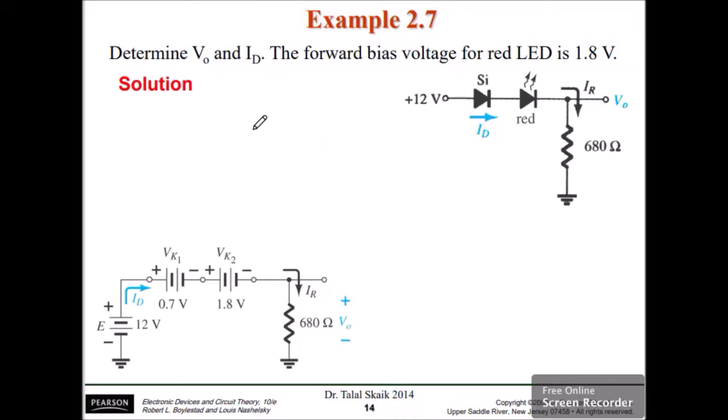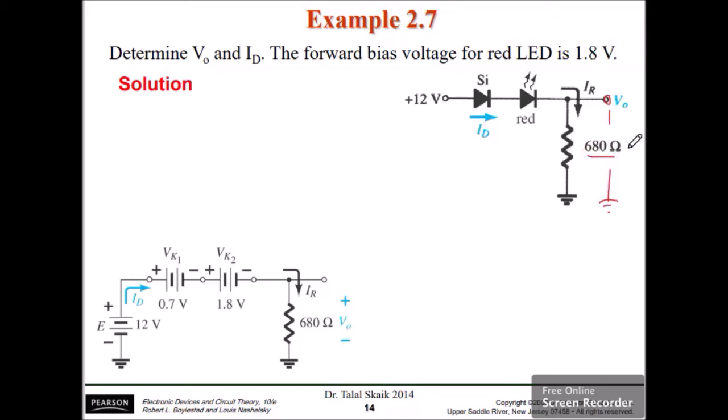So, we have another example, 2.7. We have to determine VO and ID. Where is VO? VO is here. Ma'am, what does this mean? When it's like this, it means the voltage across this point up to the ground. It goes to our ground. That's all. Wherein it is parallel with the resistor. So what we are looking for is the voltage across the 680 resistor.